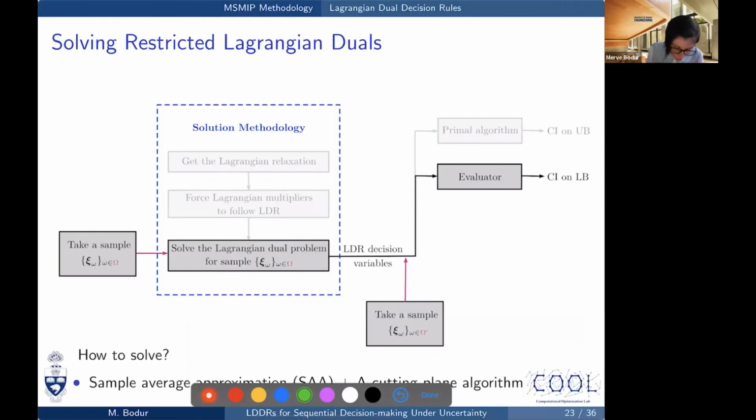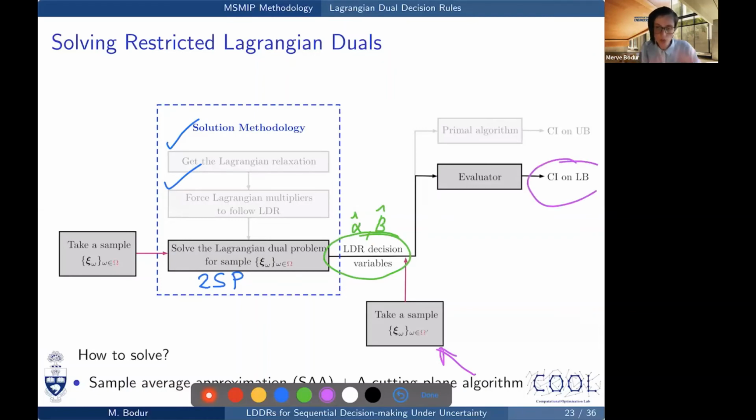All right, so this is the relaxation part. And as I said, if you use either one of these Lagrangian relaxations and apply this LDR rule, you can obtain this two-stage version of the restricted dual problem. However you solve it, we use sample average approximation and a decomposition cutting plane algorithm. With either dual, you will get these LDR decision variables. I believe I was calling them alphas and betas. Alpha is for the Stagewise dual, beta is the LDR variables for the other dual. So whatever you do, you solve the obtained restricted Lagrangian dual problem to get the LDR decision variables. And if you generate another potentially huge sample to see their actual value, you get your lower bound.